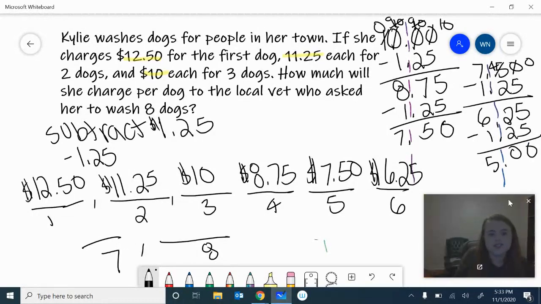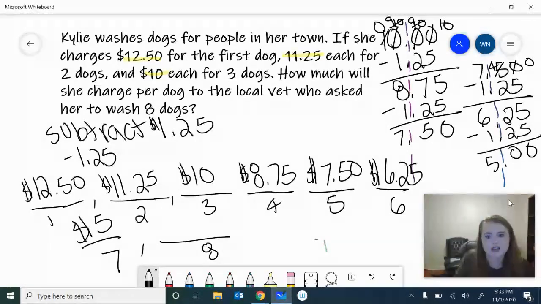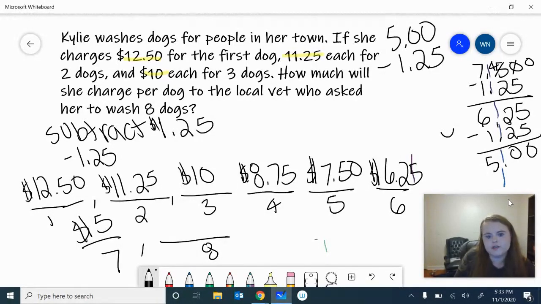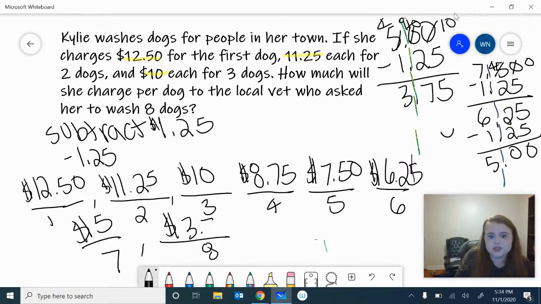005. She's only going to charge $5 per dog by the time she gets to 7 dogs. This girl's really regretting her rule. Let's go ahead and keep on going. One more. $5 minus 125. Magical decimal line. There it goes. Let's subtract. Got to borrow. Make that a 10. Make it a 9. Make it a 10. There's our 5, 7, 3. By the time she gets to 8 dogs, she's only charging $3.75 per dog.